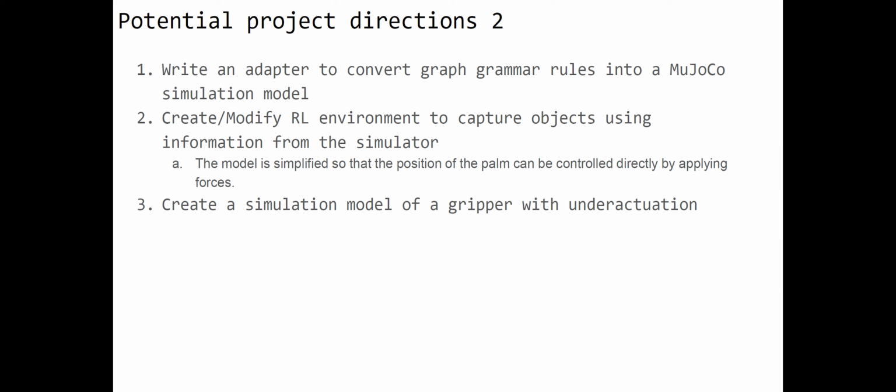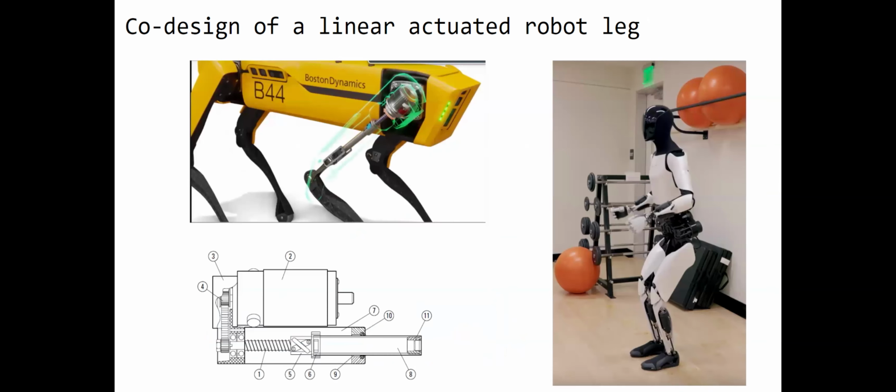And the idea for the project is to make the simulation model with underactuation. So that's about the second type of work you can do for your project. You can take some motivation and inspiration for it. The third type of project is co-design of a robot leg with linear drive. What's the idea?